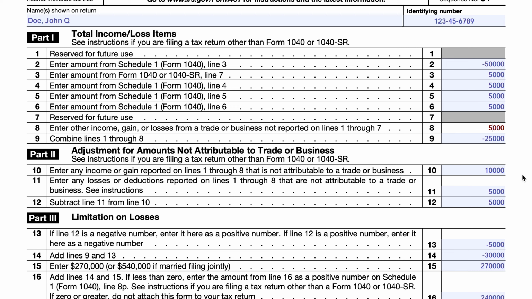And then we're going to net those two together. We're going to subtract line 11 from line 10. We come up with $5,000. So that's the adjustment we will make in part 3.